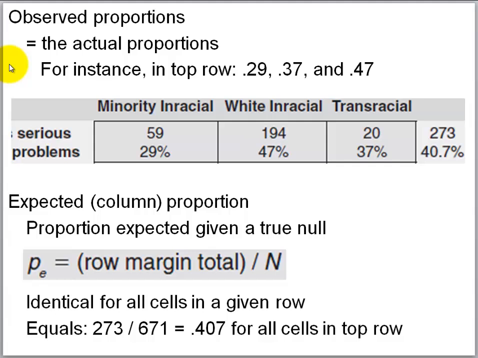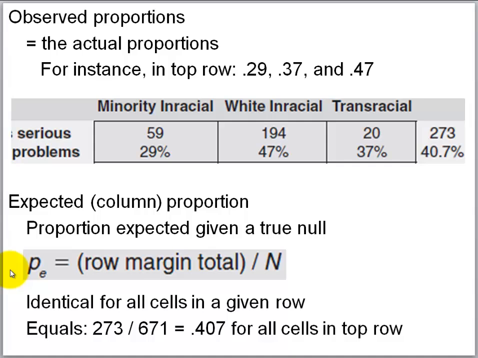Observed proportions are the actual proportions. So, focusing on the top row, our observed proportions are 0.29, 0.37, and 0.47. And here are those proportions expressed as percentages. We'd simply divide the percentages by 100 to convert to proportion. Now, the expected proportion, and these are always going to be expected column proportions given how tables are structured in this text. So the expected proportion is the proportion expected given a true null.